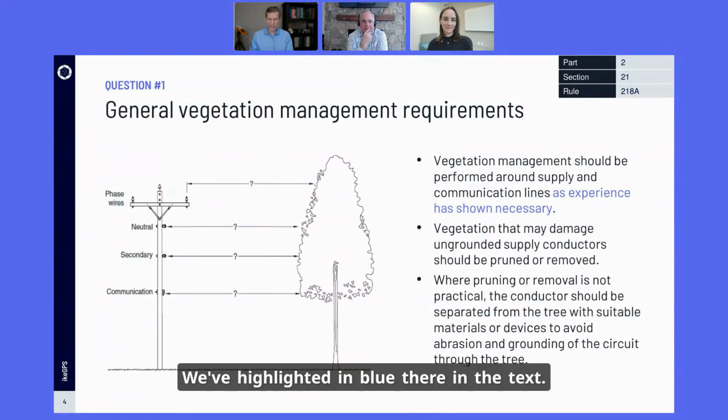We've highlighted in blue there in the text. It says we have to do tree trimming and vegetation management as experience has shown necessary. So it doesn't give us a time frame, doesn't tell us how often to do it, doesn't tell us how far away to keep it. We have to use Rule 012C, accepted good practice.